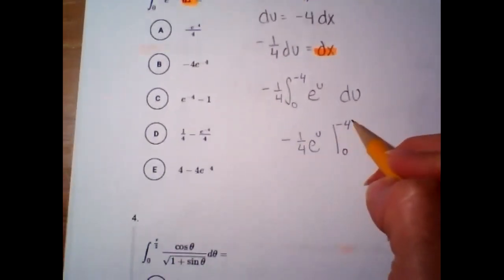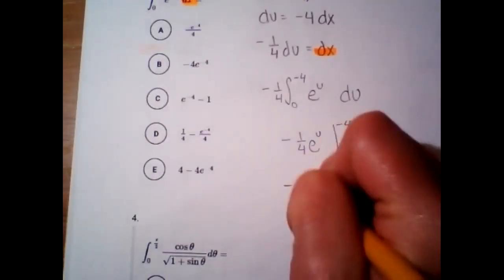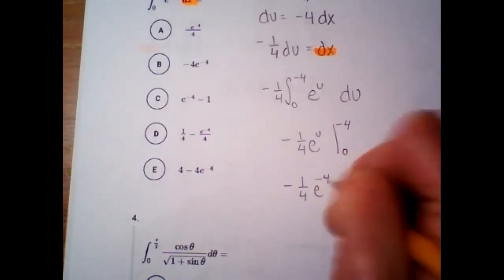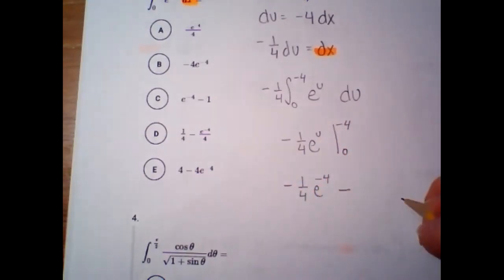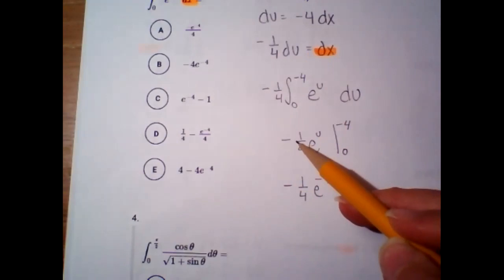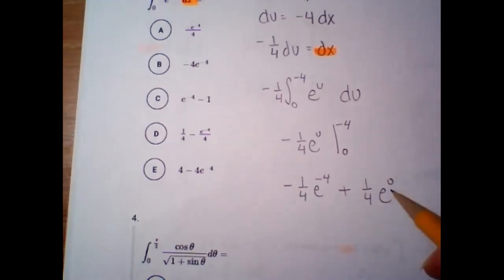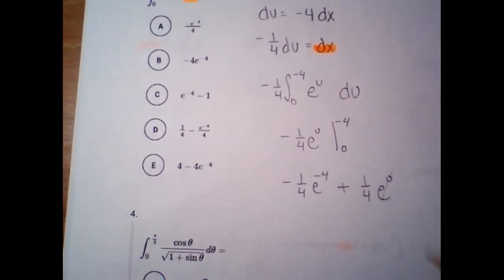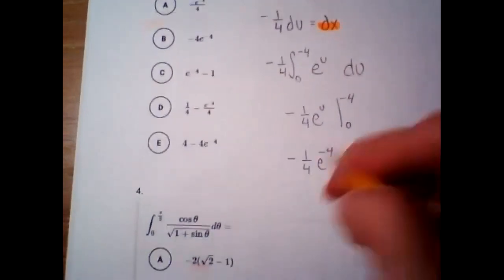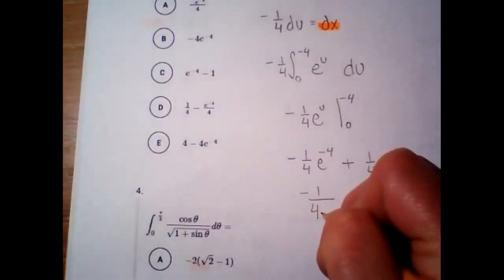So if I plug in the upper boundary, I'm going to have negative 1/4 e to the negative 4th minus, and then it would be negative 1/4. So those negatives are going to cancel. 1/4 e to the 0, which is just 1. So they're not going to write that in the answer since that's just 1. And then also this negative exponent can be brought back down to the denominator.